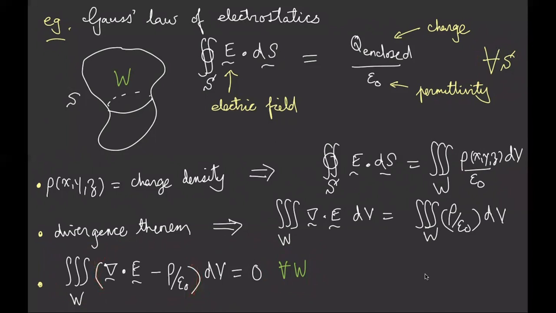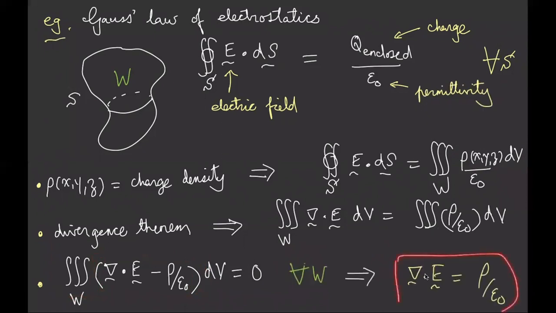So the only possibility then is that this has to be the zero function, because if this is not 0 at some point, if this is positive, for example, at some point, let's take a tiny volume around it, so it's going to be positive around that, and then when you do this integral, you're going to get something positive, right? So the only way in which this can be true for all volumes W is if this function is identically equal to 0, which tells you then that the divergence of E has to equal rho over epsilon naught.